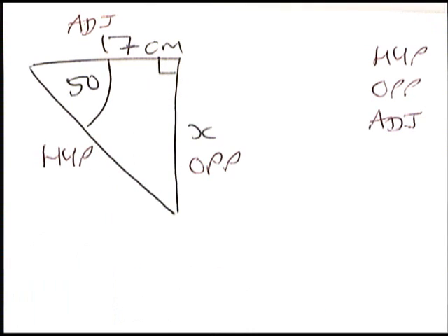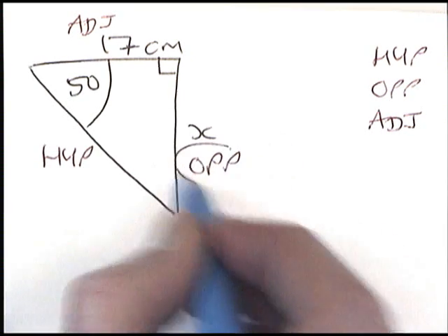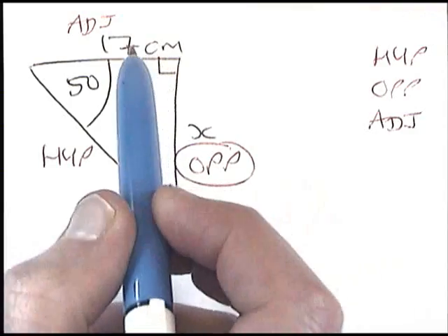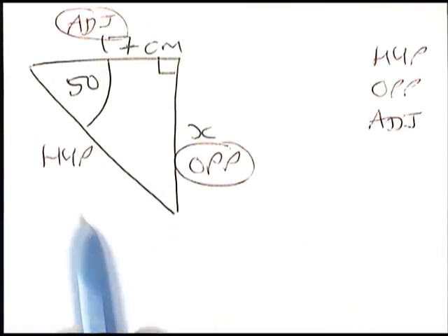So if we look at your labelling, two of the words I've just written had something already written on those sides. Opposite already had X written there. I will circle opposite. And up here, adjacent had 17 written next to it. I will circle adjacent. I won't circle hyp. There's nothing written on that side. So in this question, I will be using these two sides.